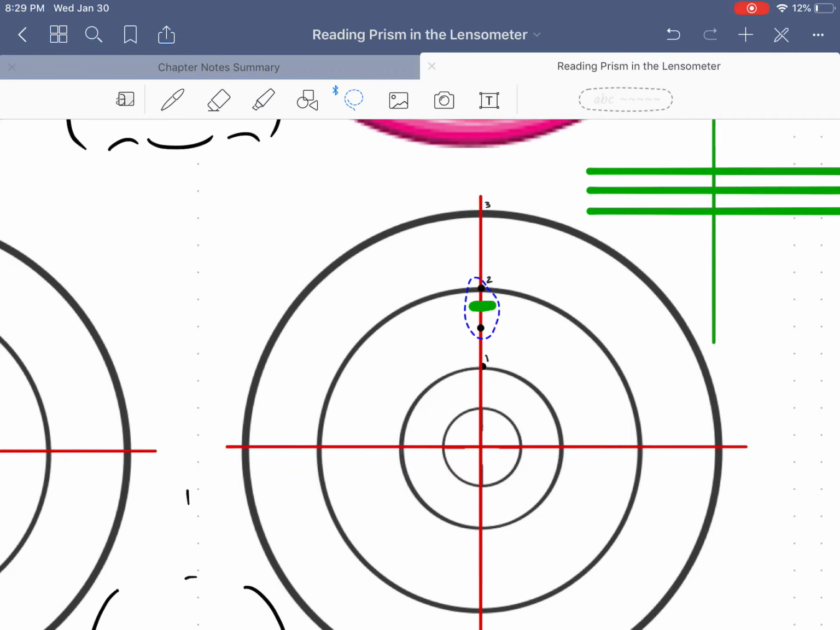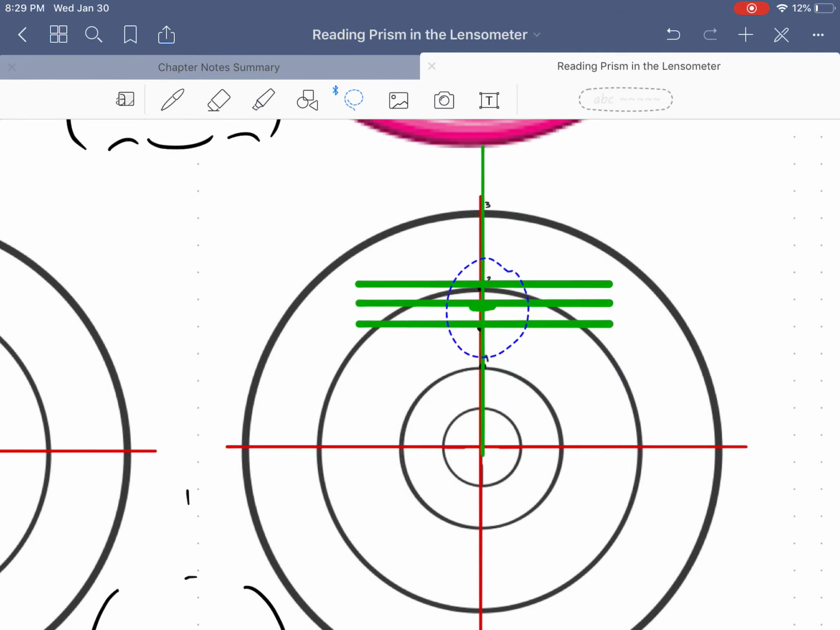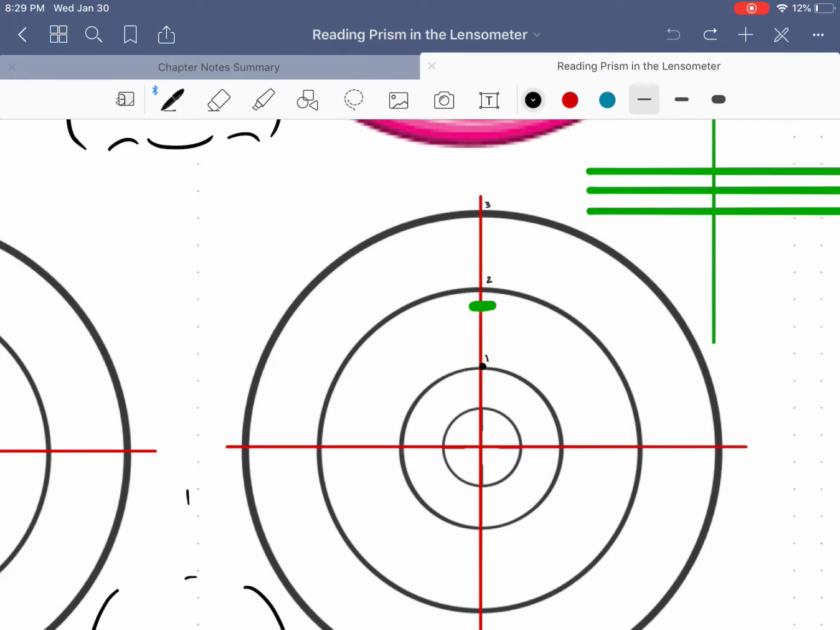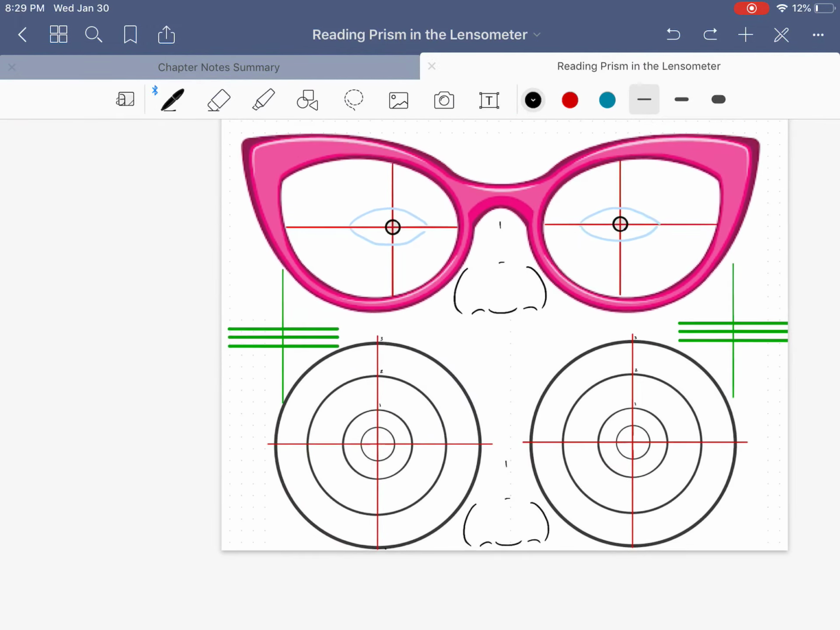So if our power lines over here were centered right there, we'd say that we had 1.7 diopters base up prism. All right. Let me get out of that, back out of that, back to the drawing.